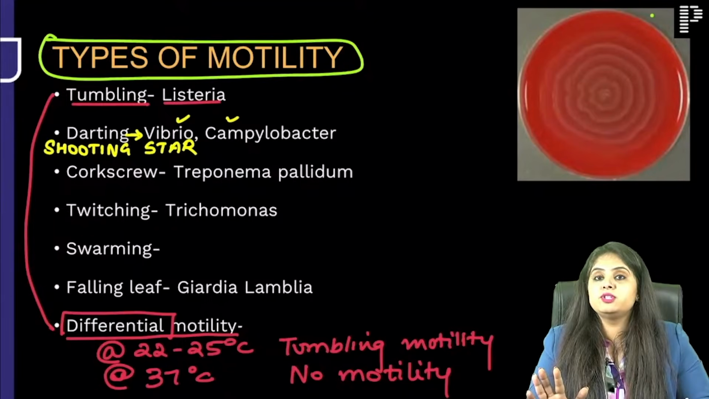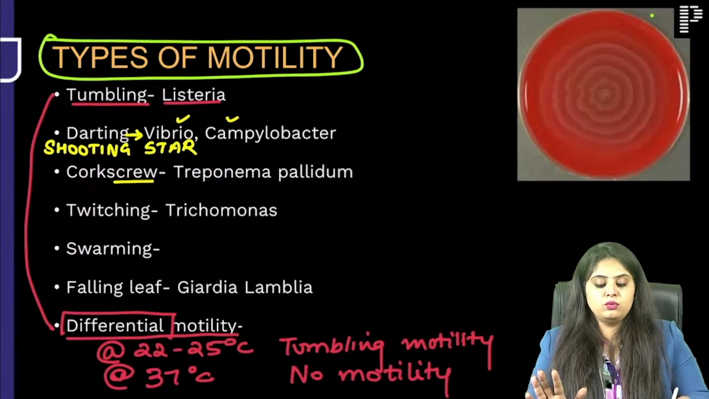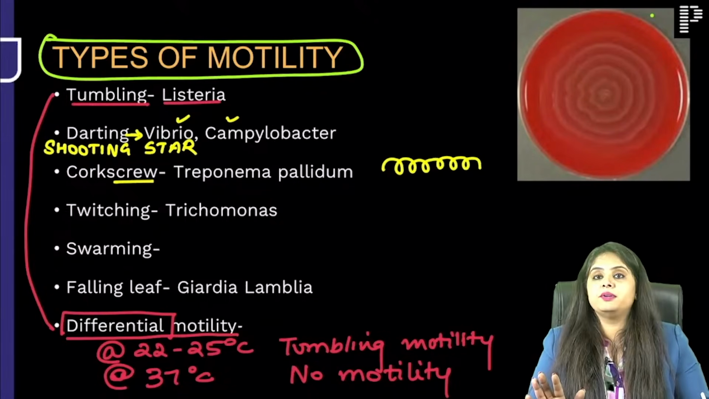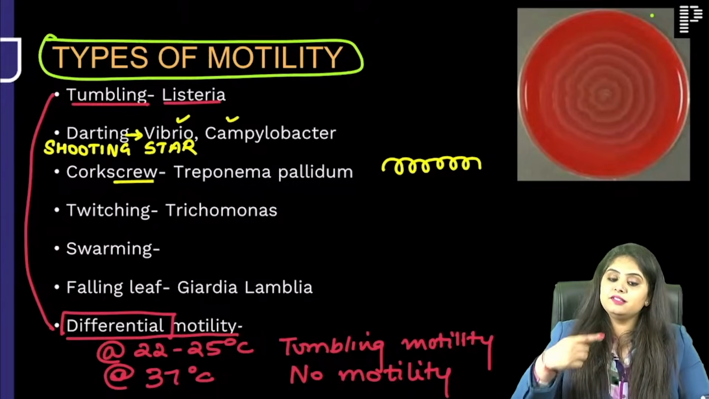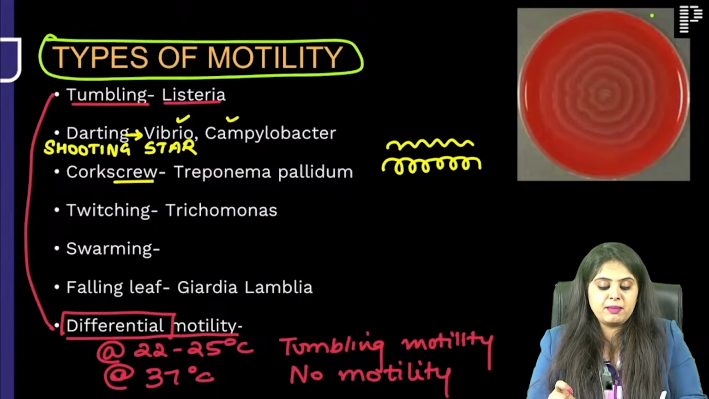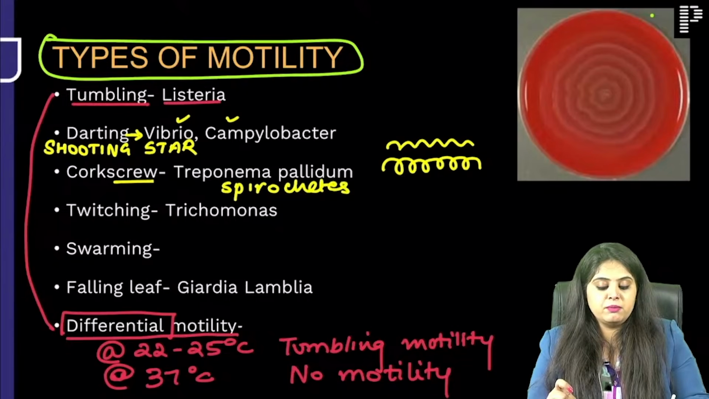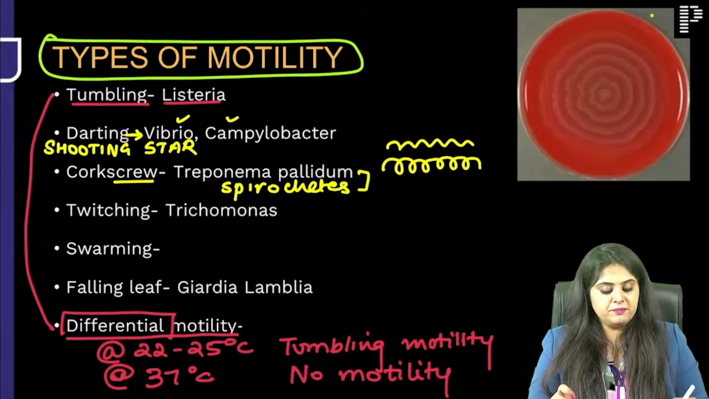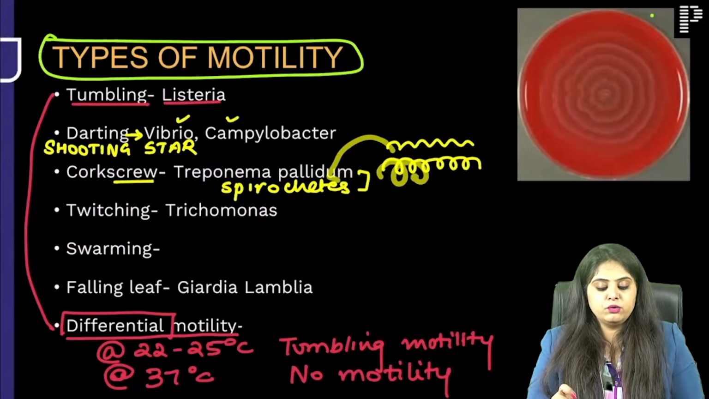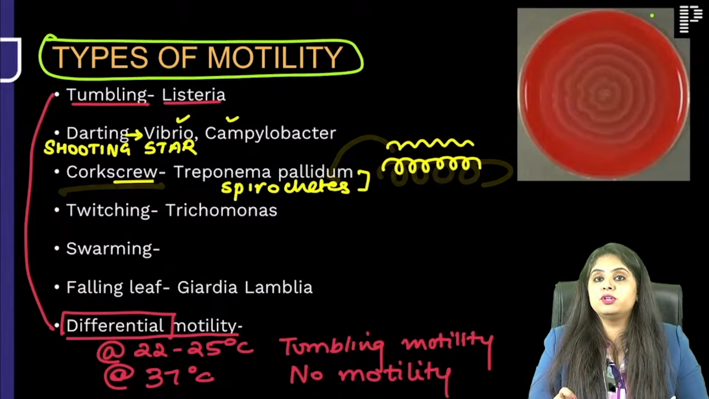Next, corkscrew motility. Corkscrew means, you all have seen how a screw is. It is going to move round and round and round. Correct? Okay. Which is that bacteria that looks like this, looks spiral? Ma'am, you had just taught us spirochetes. Treponema pallidum is a spirochete. It looks spiral, it moves spiral. It looks spiral and it is going to move like a corkscrew.